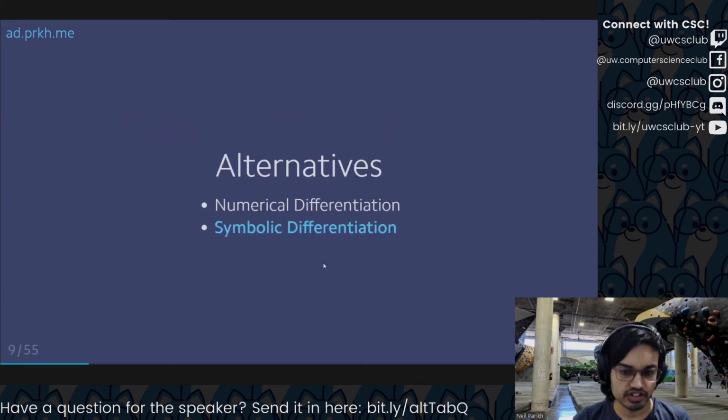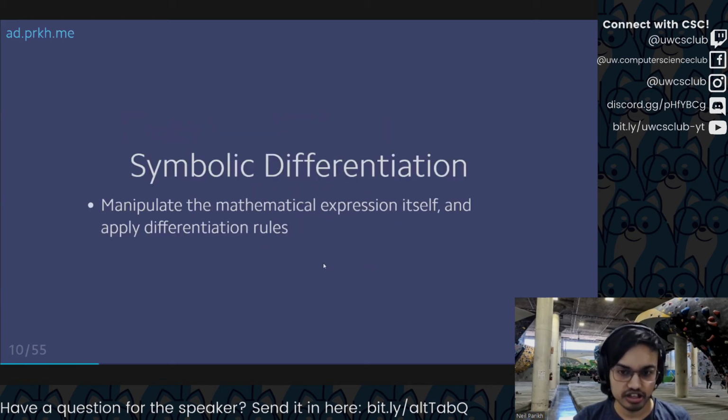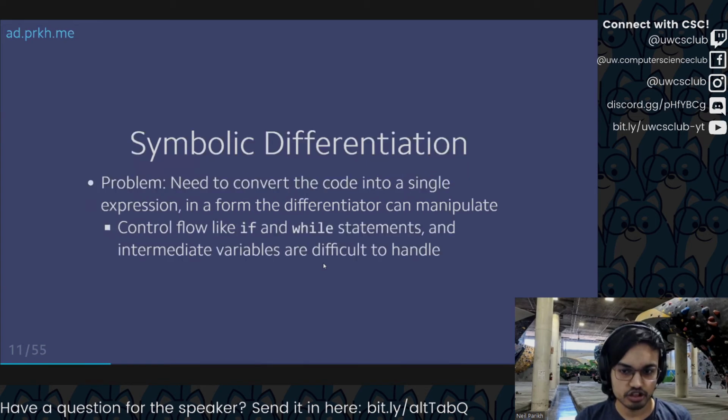The other alternative is symbolic differentiation. Here you manipulate the expression itself and apply the rules of differentiation. This is what Wolfram Alpha does for you if you type in, find the derivative of something. The problem is you have to take your code and turn it into a single mathematical expression. If you have loops or if statements or anything control-flow related, the system can't really do anything about it. It has to be a single expression.